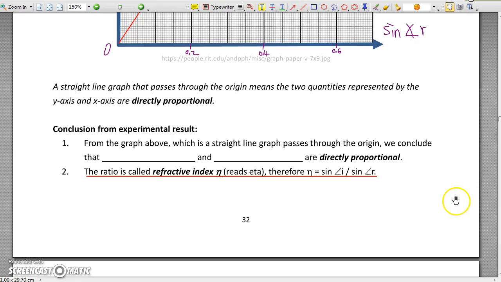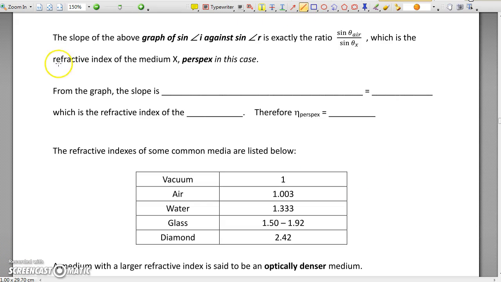And the ratio between them is called refractive index. In this way, refractive index will then be equal to sine i over sine r. And you may find the value of refractive index directly from the slope of the graph. So you should find the refractive index of perspex from the graph directly. What you find will be close to something like 1.5, and the refractive indices of other common media are listed below.